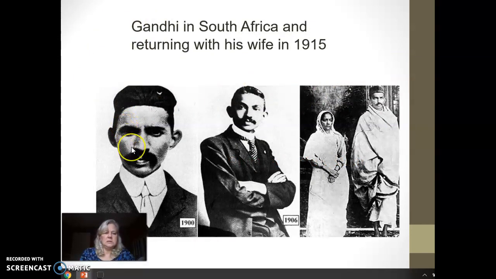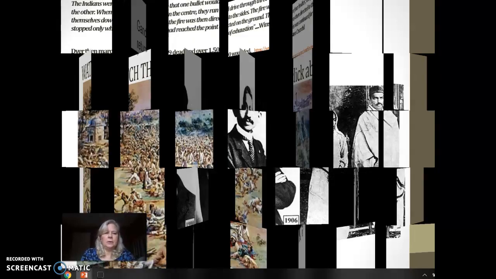So here he is in South Africa. You can see he's wearing Western attire, and here he is when he returned with his wife in 1915. Now, we must think of Mrs. Gandhi. If you read your textbook, you'll see that he asked of her some things that were very difficult for her, coming from an upper caste family, such as cleaning toilets and things like that. He also had some rather strange personal habits, and again, I'll let you read about that in your textbook. But I do want to acknowledge that she did have a difficult time. This wasn't necessarily an easy transition for her.